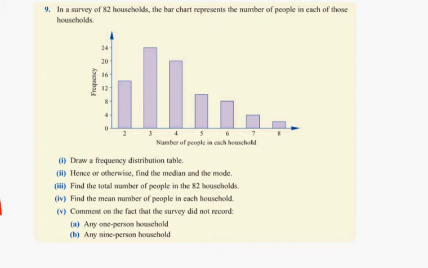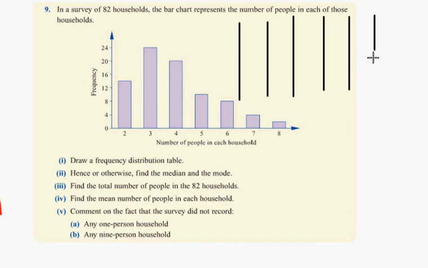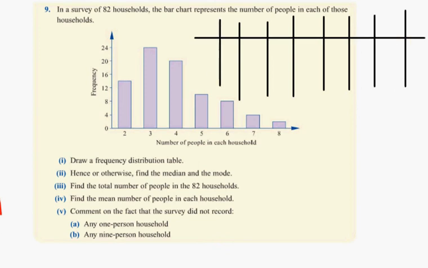Draw a frequency distribution table. So what it wants me to do is draw one of these. How many do I need it for? All the way from 2 to 8. This is a bit 9, but there we are. So, okay, and then 2, 3, 4, 5, 6, 7, 8. That is a number, our value, and this is frequency.